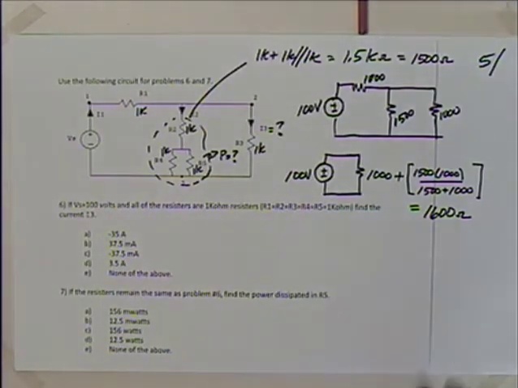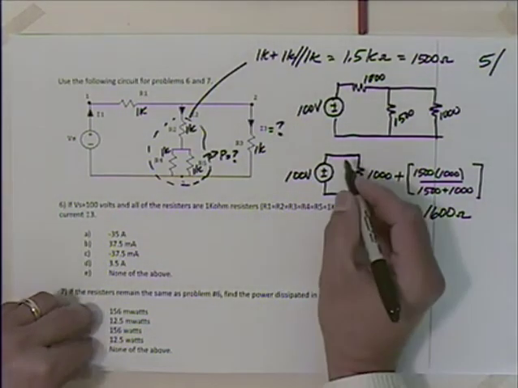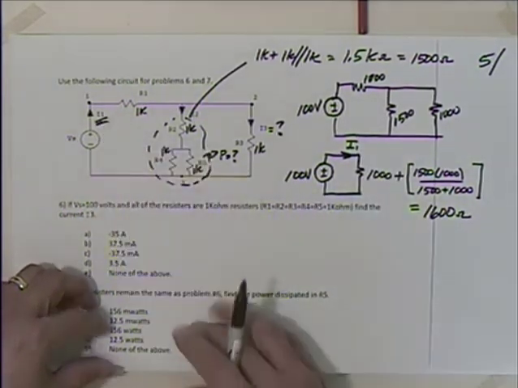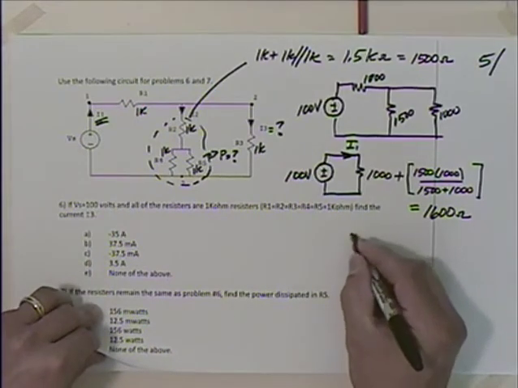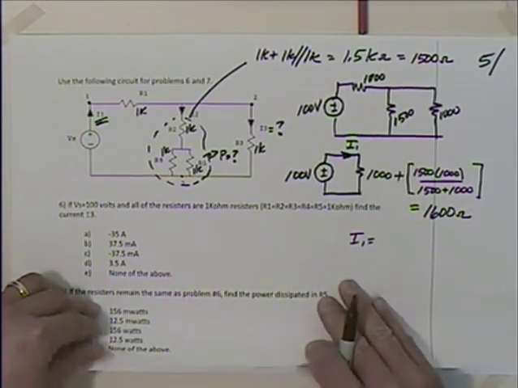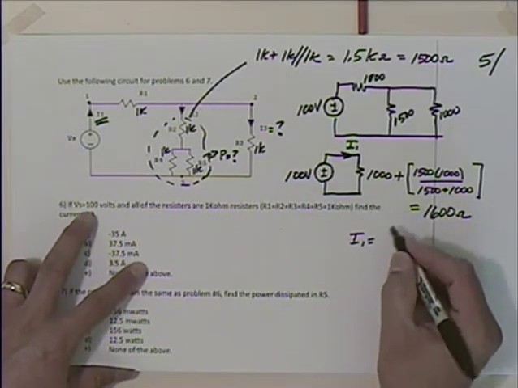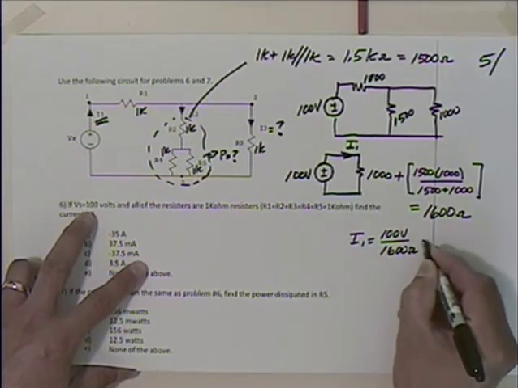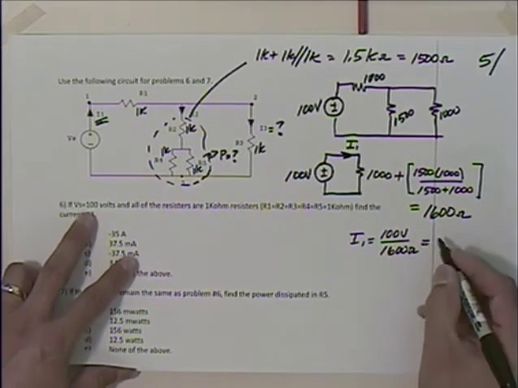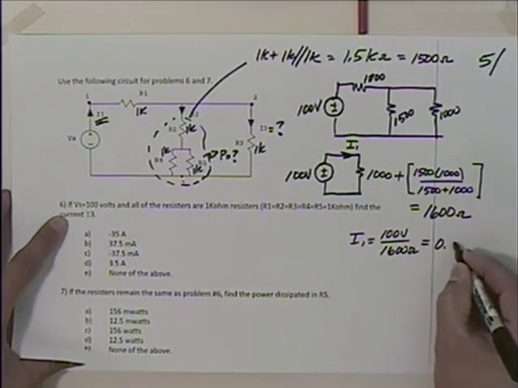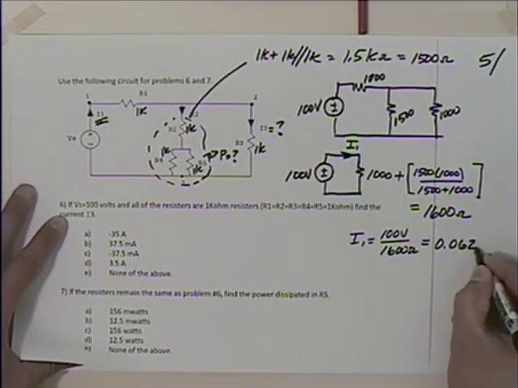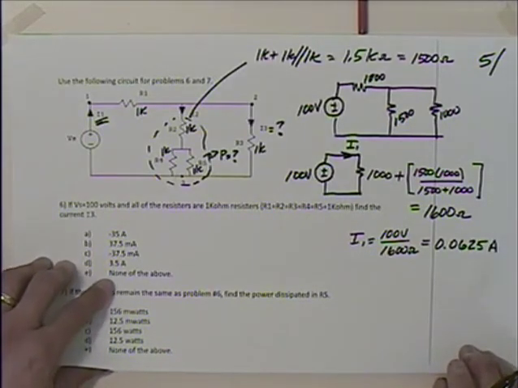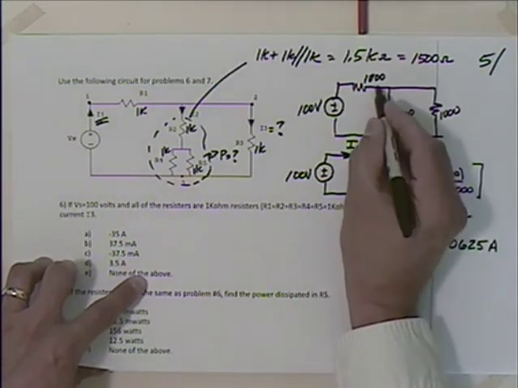Okay, so we got 1600 ohms. So now I could talk about this current here. Maybe I'll label that I1 because it's the same as that current right there. I could say that I1 is equal to, what's that going to be equal to? Ohm's law, the voltage, 100 volts divided by 1600 ohms. And we have 0.0625 amps. Okay. So that's I1, which would be the same as this current here.